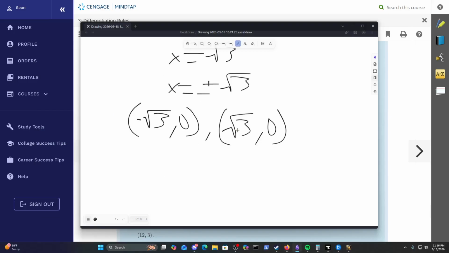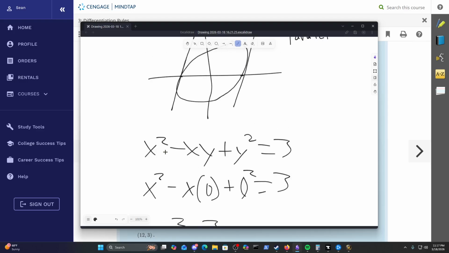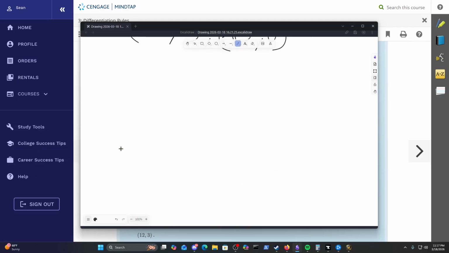Again, that means that their slopes are just equal, right? So how do we find the equation for the slope so we can plug in these points? Well, that's just the derivative, right? So we just need to differentiate the original equation here. So again, we'll take x squared minus xy plus y squared equals 3, and we'll just do the derivative.